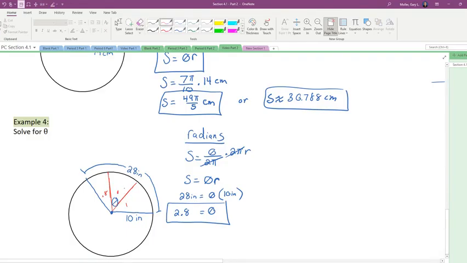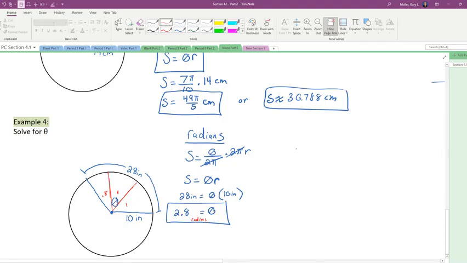Radians, again, normally are written in terms of pi, but they don't have to be. Theta is equal to 2.8 radians. You don't need the radians. I'm just doing this as a reminder. The same problem in degrees is a lot more involved. Not hard, but a lot more math.